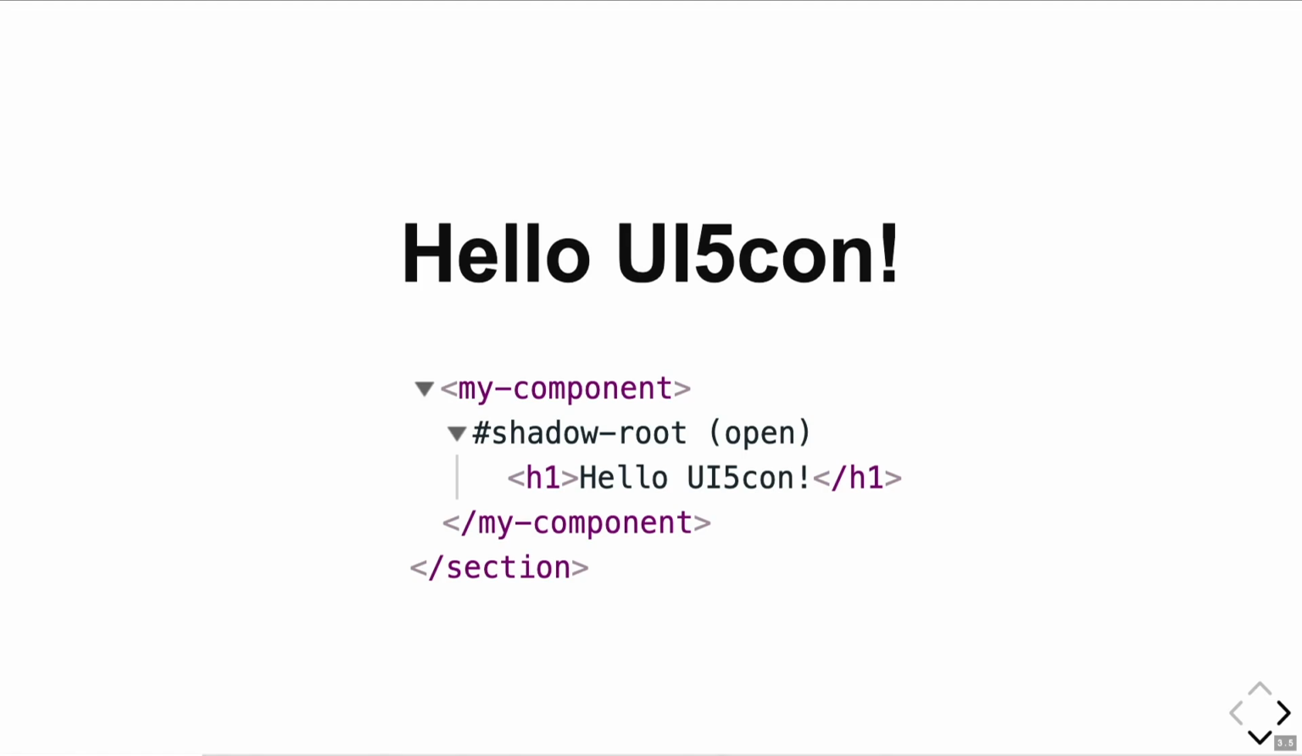If you write a simple snippet like the last one, you are getting this in the browser, the UI5 hello UI5con heading. But if you look in your Chrome inspector, you are getting this my-component as a tag, and inside it you can drill down into the shadow root and check what is the actual DOM that is rendered. This is super powerful, as we can hide all the details of our components from the end user and just let them use the HTML tags.